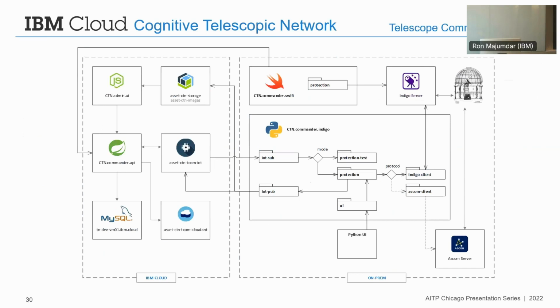This is a little more detail on what's happening. This is the cloud side, and this is your on-prem side. I mentioned the ASCOM server. This is the same as the Indigo server, with different protocols. We are using Indigo now. So this is your IoT server on the cloud. From the UI, we have an API that communicates with the IoT for publish and subscribe, and sends a message over to the device, which is the subscriber here. Then it goes to the protection routine, then to the Indigo client, and it moves the telescope.